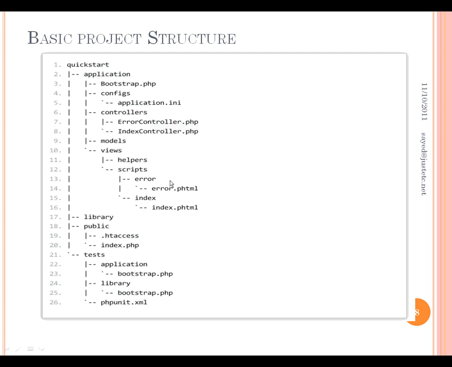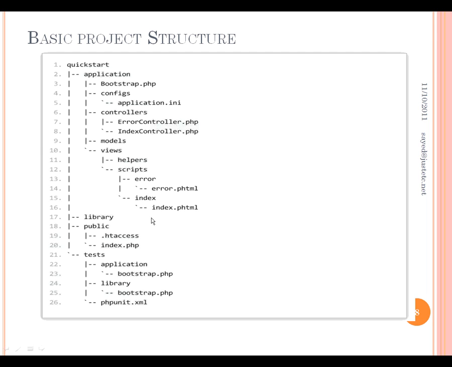We can see scripts, error views. This is the default error related view, and this is the default web page view. These views are related to controllers. You can see there are two controllers, error controller and index controller. That's why it has two folders, error and index, and the corresponding view files. The zdef create project command creates all of this, so you don't need to worry about it. When you create controllers using zdef, it will also create the corresponding views.